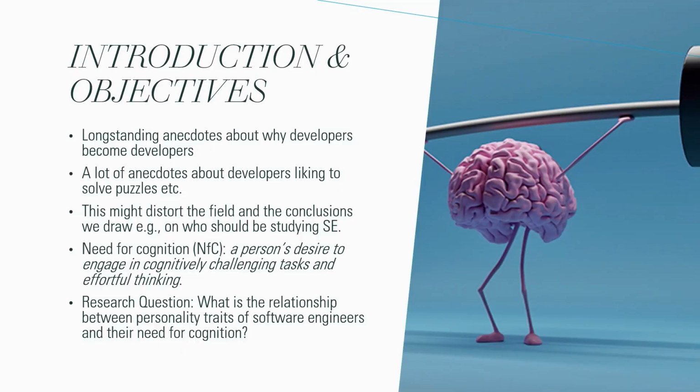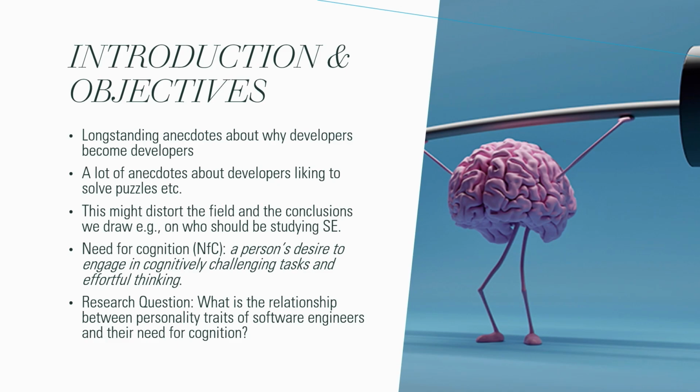So what was actually the goal of our research? We have long-lasting anecdotes about why developers are actually becoming developers. And we have a number of suggestions telling us that computer scientists love solving riddles, puzzles, and so on and so forth. And why is this interesting? Well, because this might distort and change the field and the conclusions we draw, right? So, for example, who are the people who are actually studying software engineering at all?